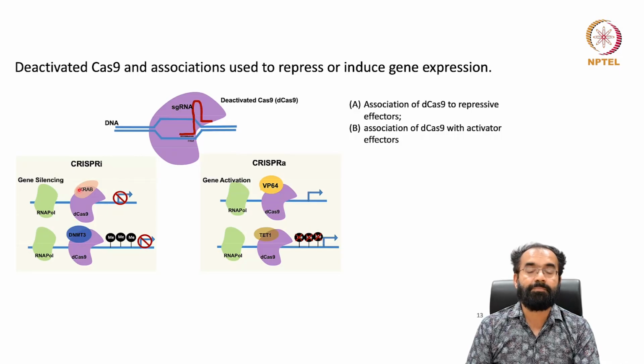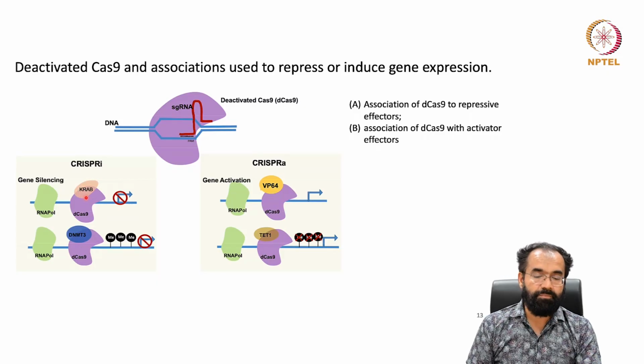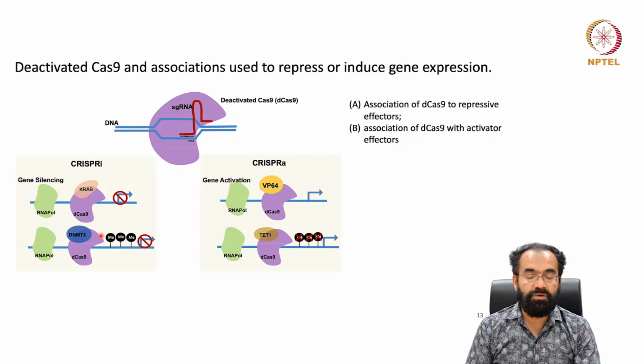Left hand side is CRISPR-I, right hand side is CRISPR-A. Interference, activation. The concept is the same: you have the DNA, and the guide RNA comes and recognizes the PAM sequence. Cas9 binds, but this Cas9 is deactivated Cas9, dCas9, hence it will not cut the DNA. Now this dCas9 is fused with an interfering gene called KRAB, which will prevent the gene expression.